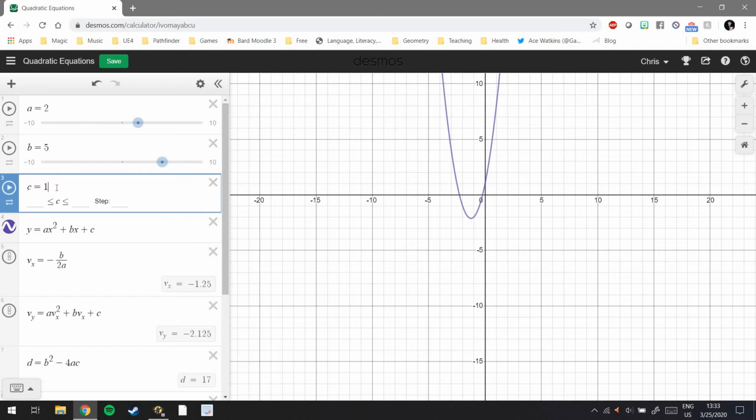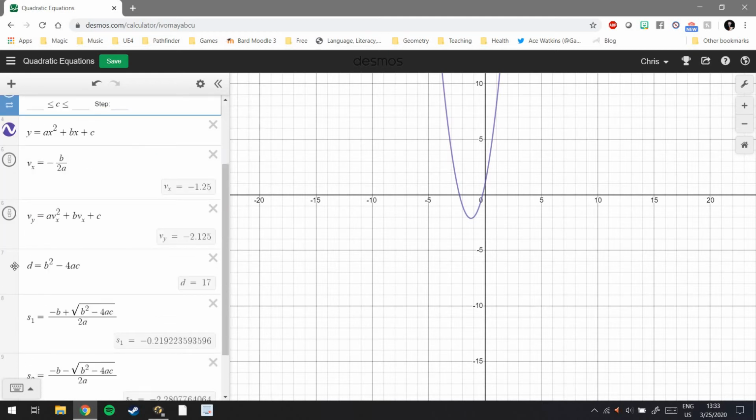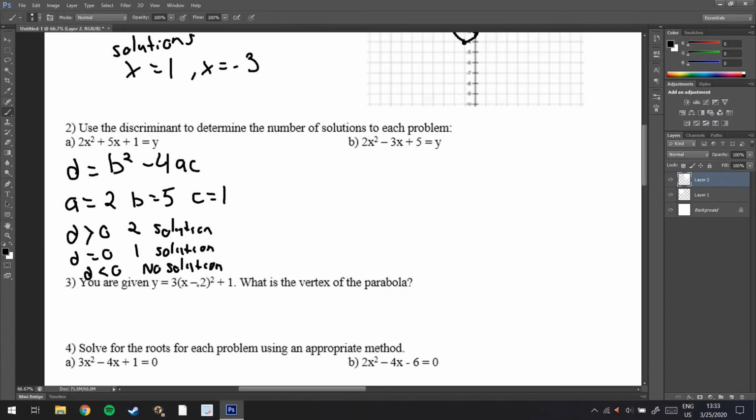For here, all I want to know is how many solutions I have. So I go to d equals b squared minus 4ac. I see d equals 17. I'm going to write this down. Well, 17 is greater than 0, so there will be 2 solutions.